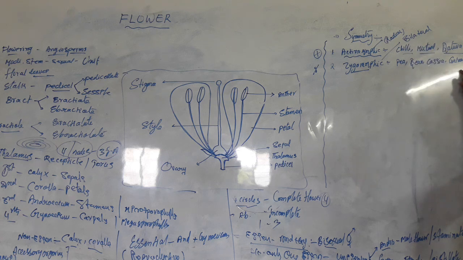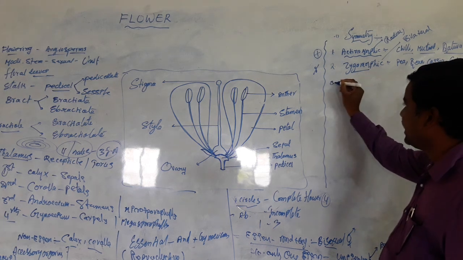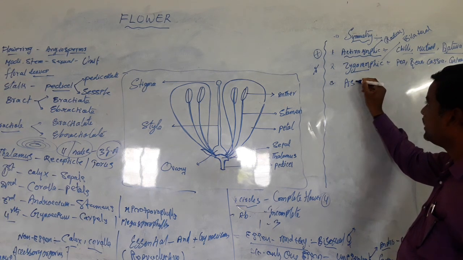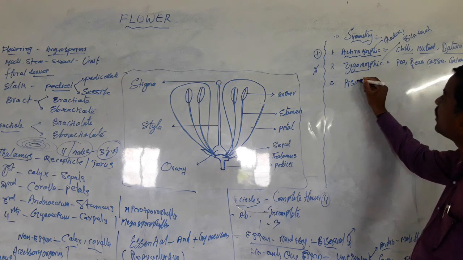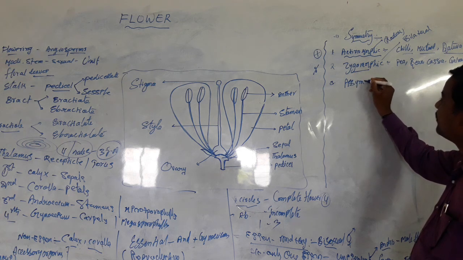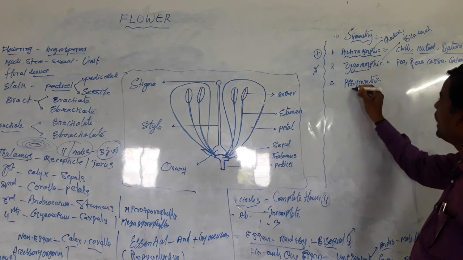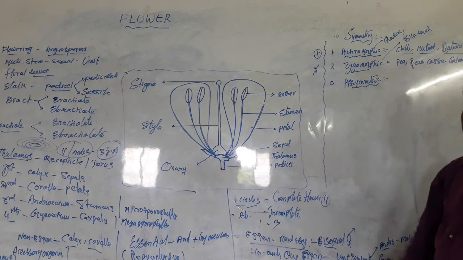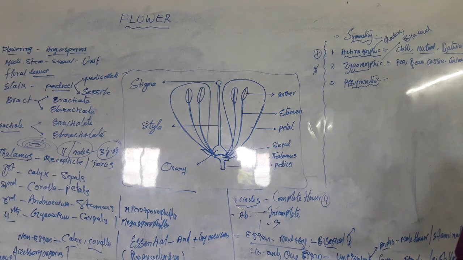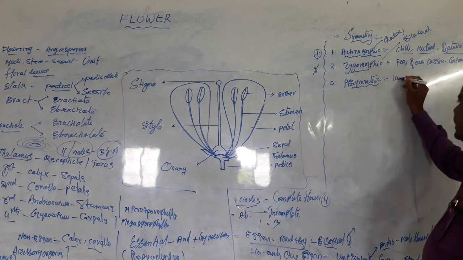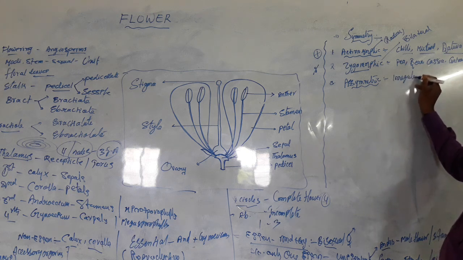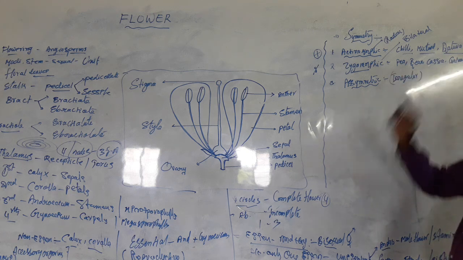Example P, bean, cassia and gulmohar. Now coming to the third one, this is asymmetric, very important. Asymmetric flower. This is also called irregular flower.